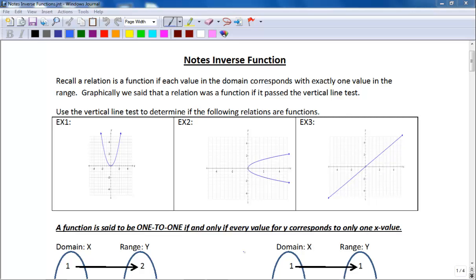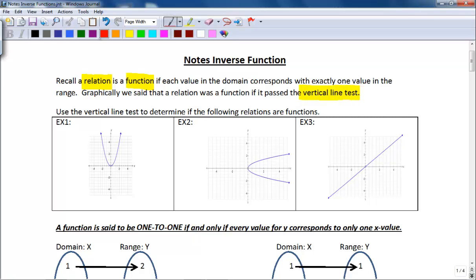So recall that we said before that a relation is a function if and only if each value in the domain corresponds with exactly one value in the range. And what we meant by that was every time the number appeared, it should be associated to the same y value it had before. Graphically, we said that a relation was a function if it passed the vertical line test. So let's remember how to do that.